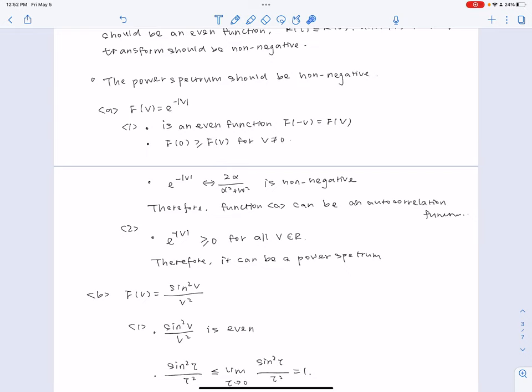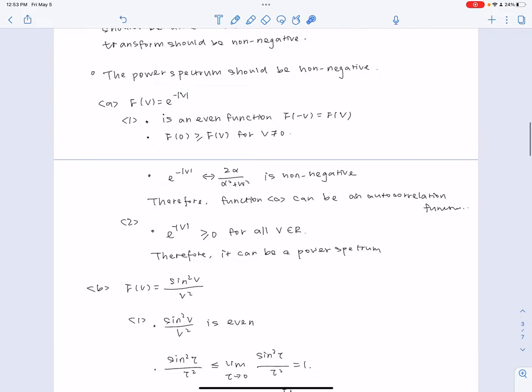This is derived from the transform table. We know that this would be the form of the power spectrum after the Fourier transform, and this is also non-negative. And so we know the first function can be an autocorrelation function. And because the first function is always no less than 0, we know that it can be a power spectrum.